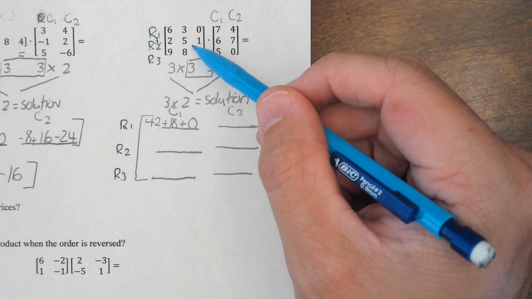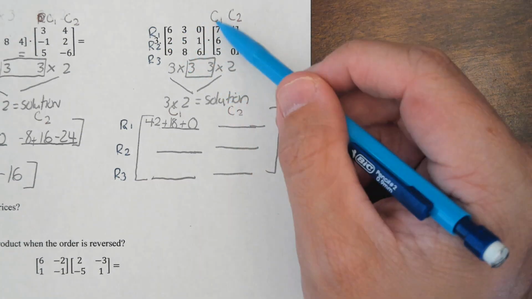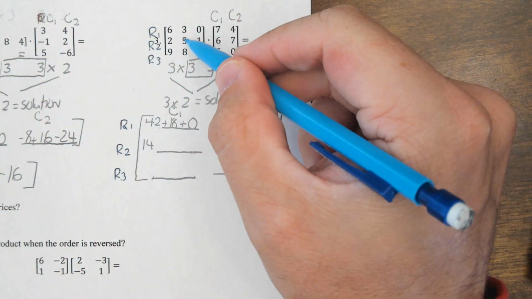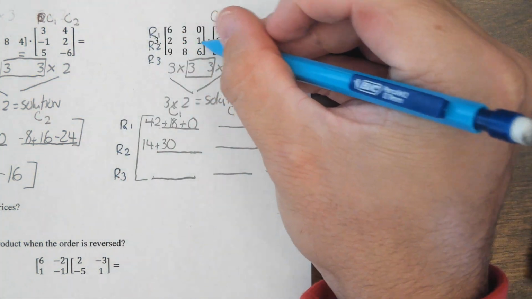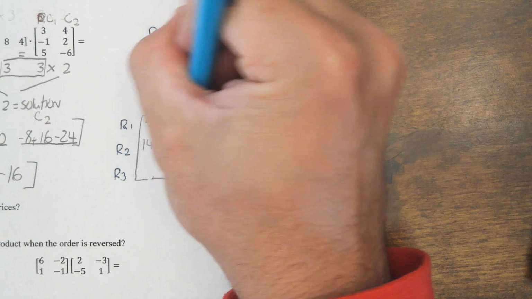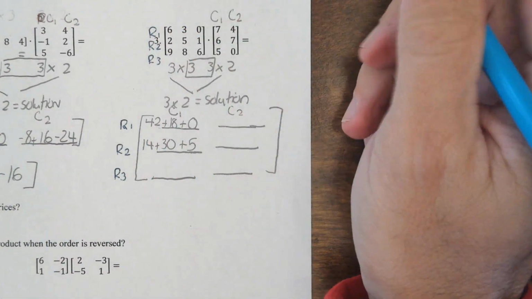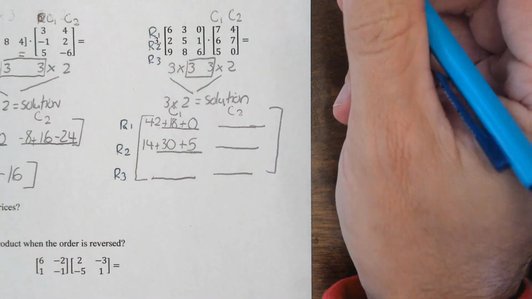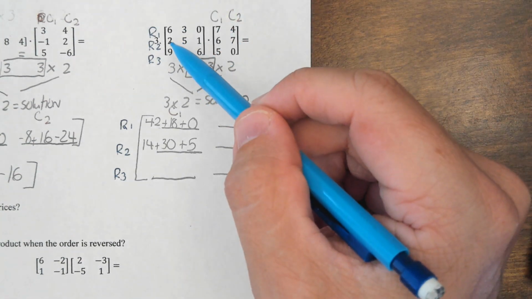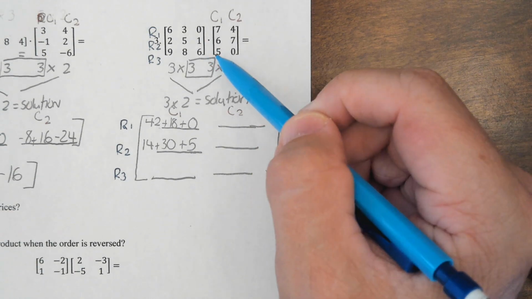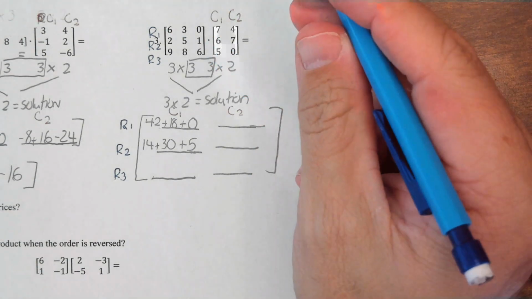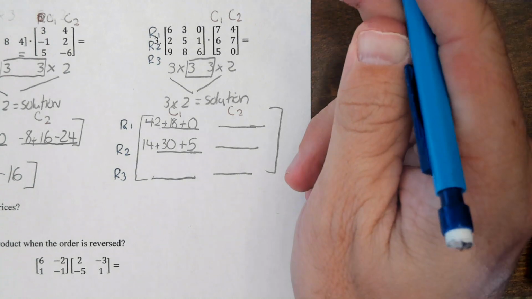Row 2, column 1. So now I'm only looking at row 2 times column 1 going in order. The 2 is first, the 7 is first. So 2 times 7, 14. 5 times 6, 30. 1 times 5, 5. Okay, so we just went in order there. 2 times 7 because they're the first two. 5 times 6 because they're the second. 1 times 5 because they're the third elements in each row and column there.